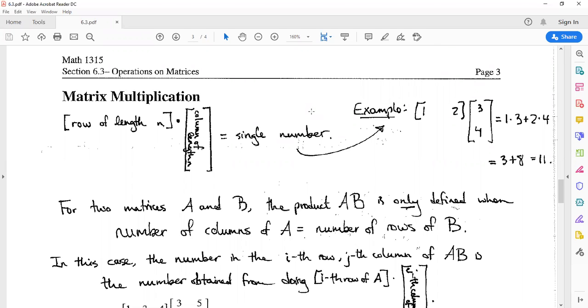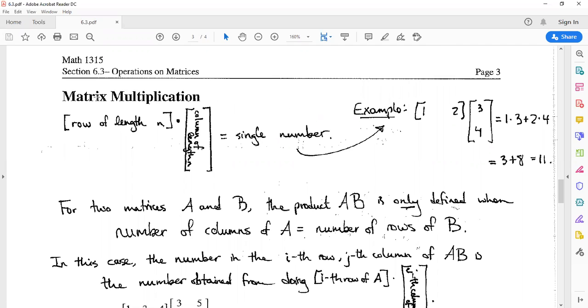All right, everybody. So now we're here to talk about matrix multiplication. And there are certain rules that go into when you can and can't multiply two matrices. But before we get to that, I want to show you how to multiply a row times a column, because that's really the basic thing from which all of this flows.